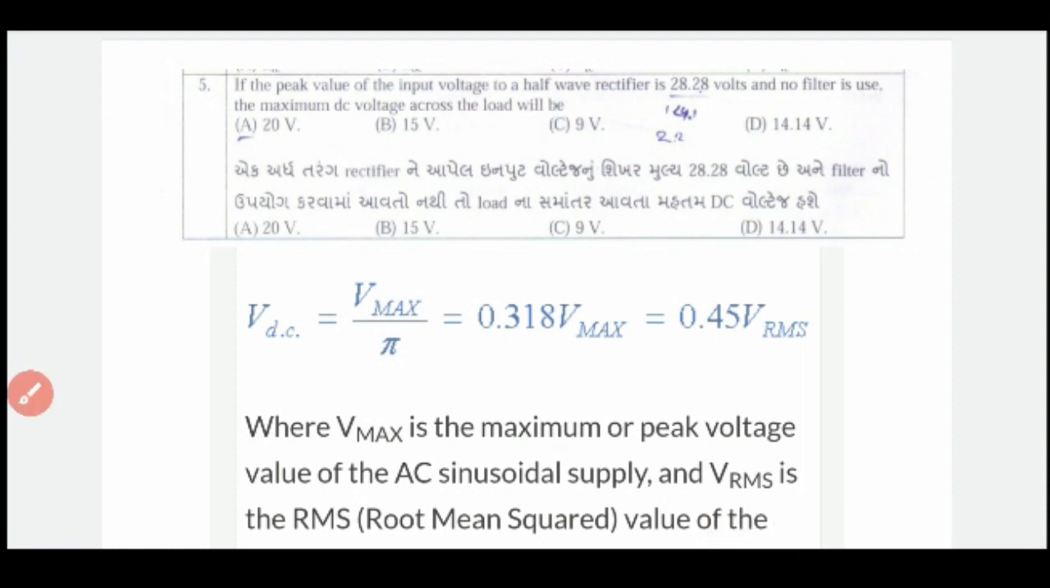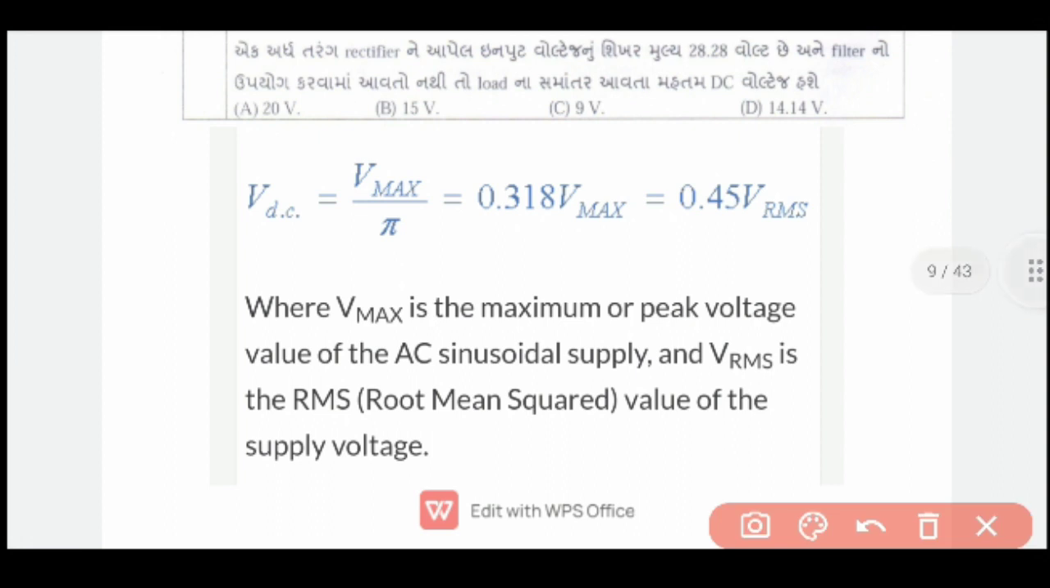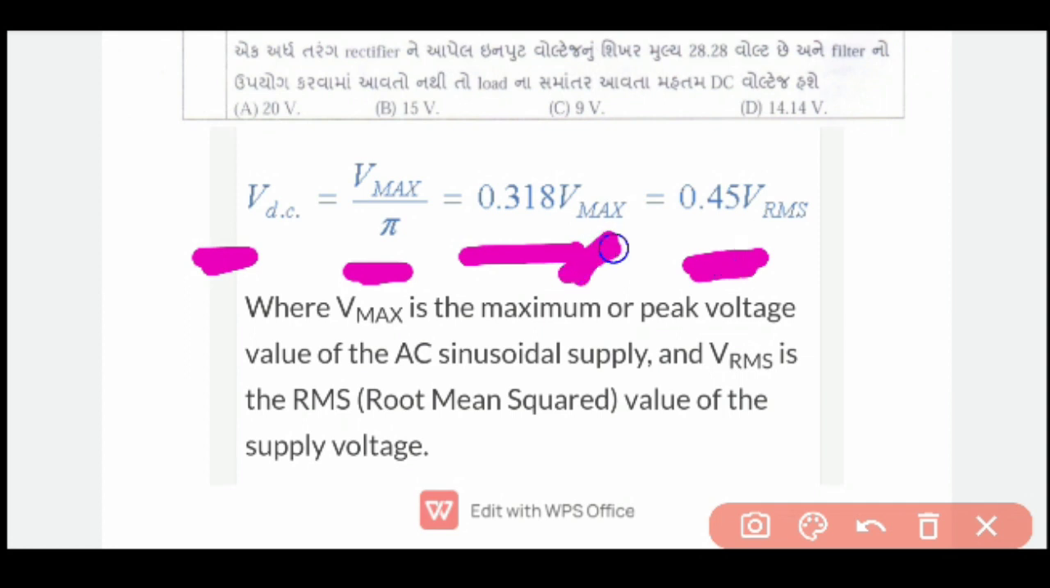We have the equation of DC voltage. VDC is equal to Vmax upon pi. Then we get 0.318 into Vmax, which is equal to 0.45 Vrms. Here we have the value of Vmax as 28.28. Then we put this value in this formula, and we get VDC is equal to 9 volt.